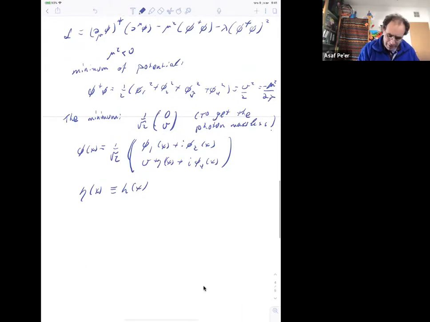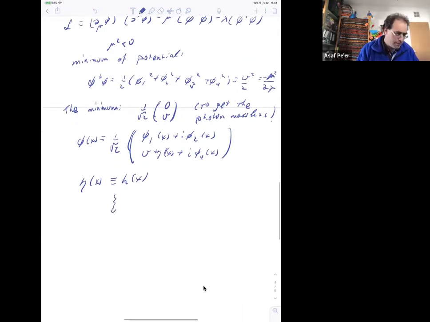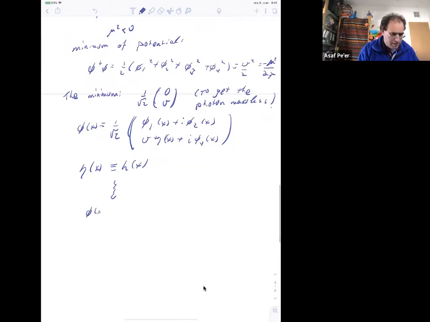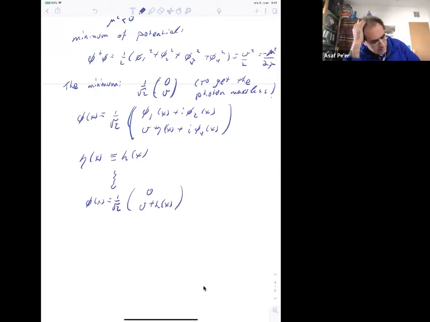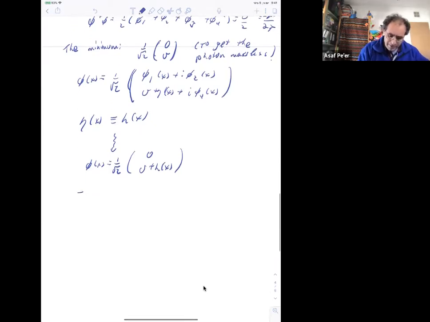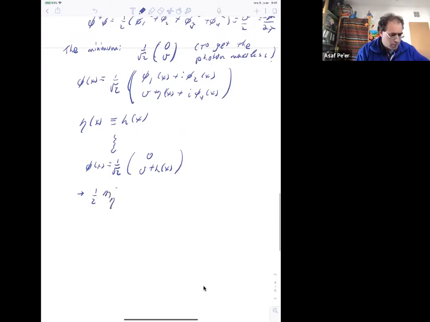So, again, repeating the same calculation, we end up with phi of x equal to 1 over square root of 2, (0, v plus h of x). And then the lower part of the doublet is identical to the U(1) symmetry case, so we can simply copy what we did there. And so we end up with the mass of the Higgs, 1/2 m squared (here it's still eta or h, it doesn't matter), being just lambda v squared.